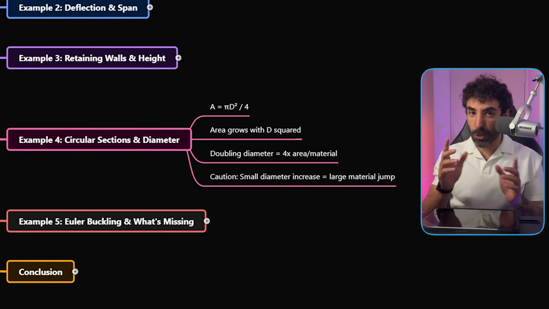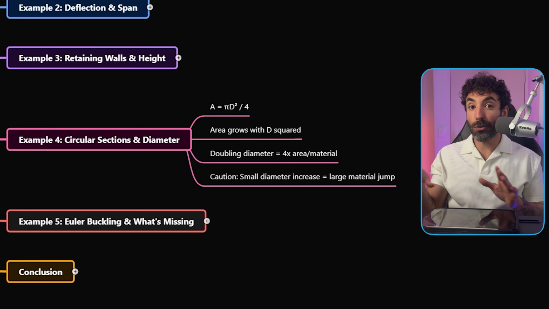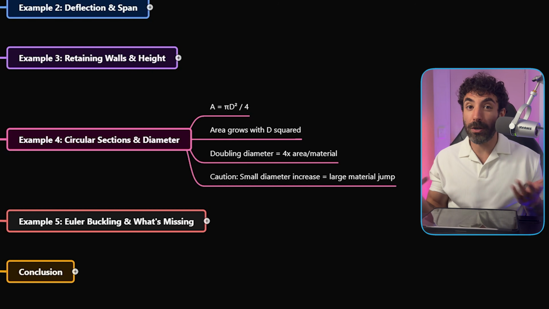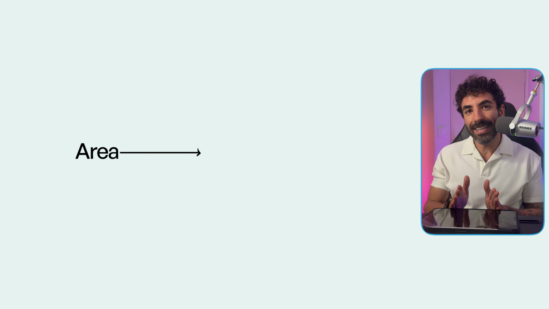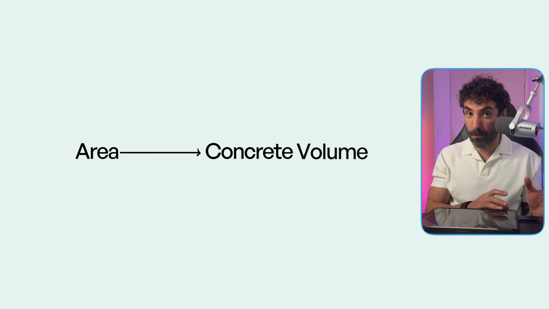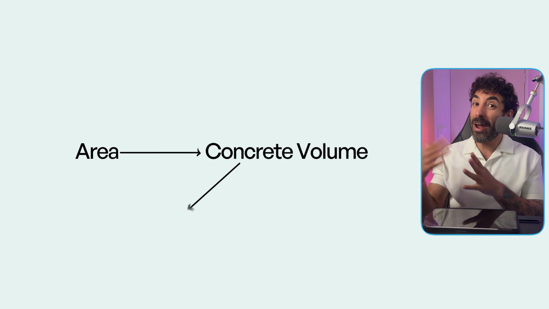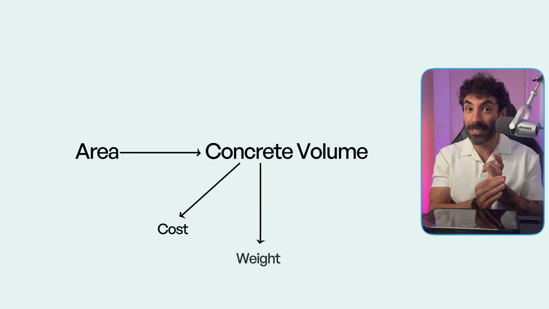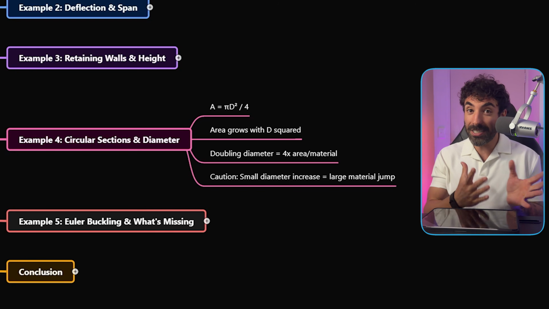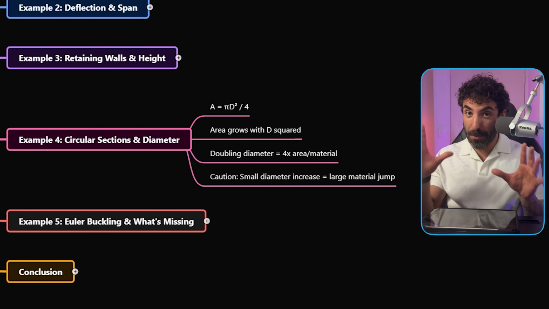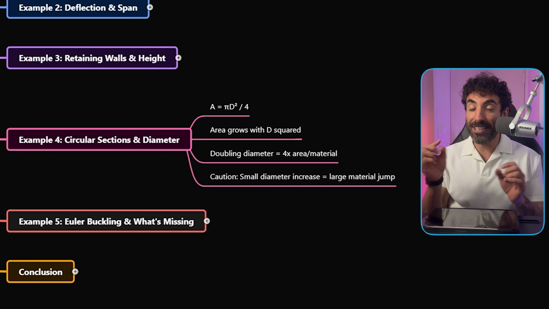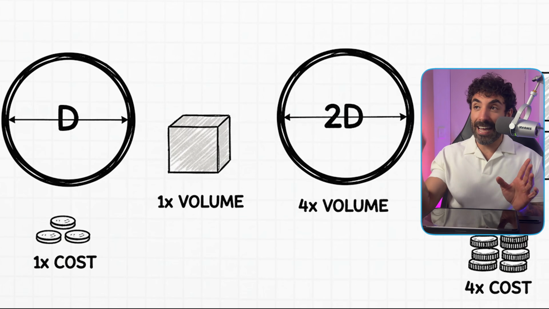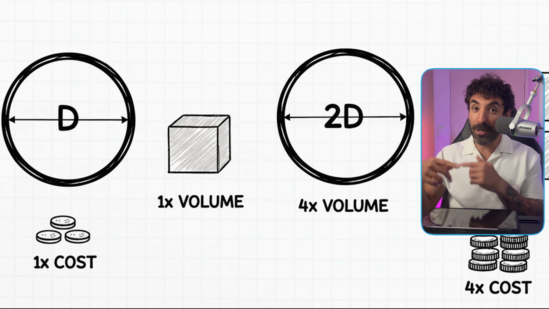And that matters a lot in structural engineering because for a circular column, or maybe you've got a concrete bored pier or a pile or anything similar, area usually links directly to concrete volume. And concrete volume links directly to cost, to weight, and construction effort. So when someone says, let's just make it a bit bigger, the formula is already telling you to be very careful because a modest increase in diameter can mean a pretty big jump in material.